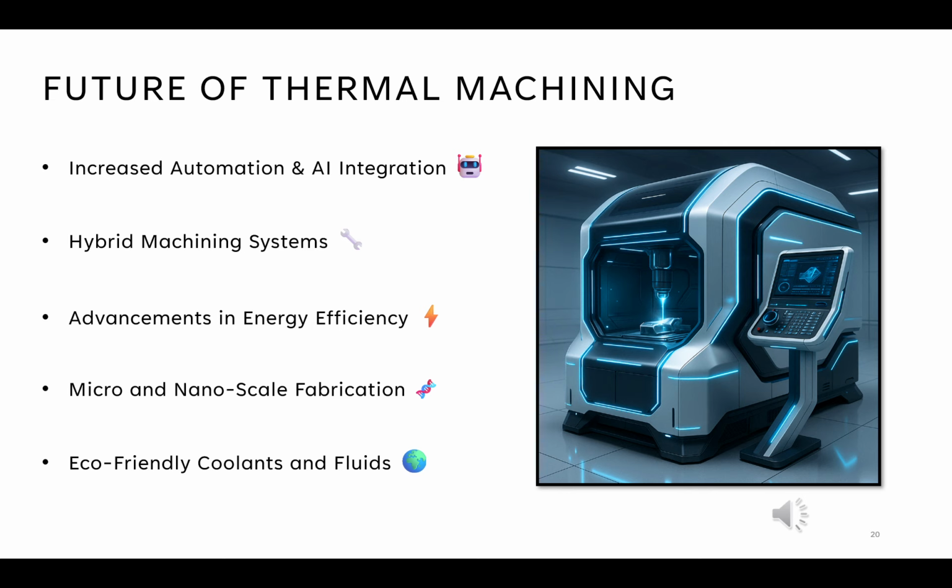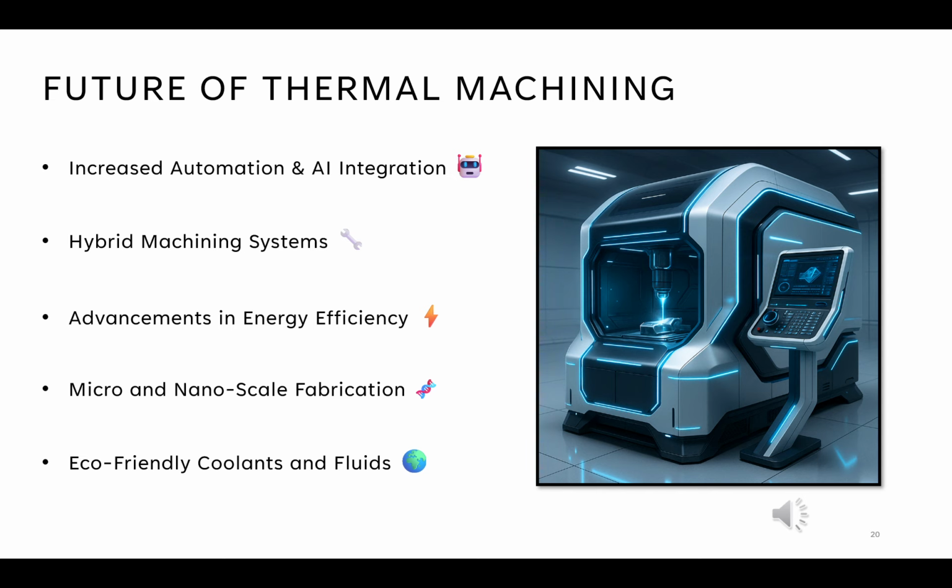As manufacturing continues to evolve, so does thermal machining. One of the biggest trends is increased automation. Machines can now self-optimize in real time using AI and machine learning. Hybrid systems are also becoming popular, combining EDM with traditional milling or additive processes for faster, more flexible workflows.